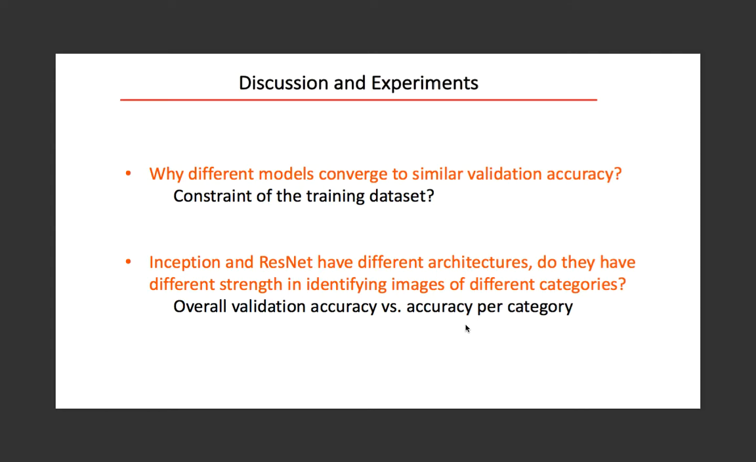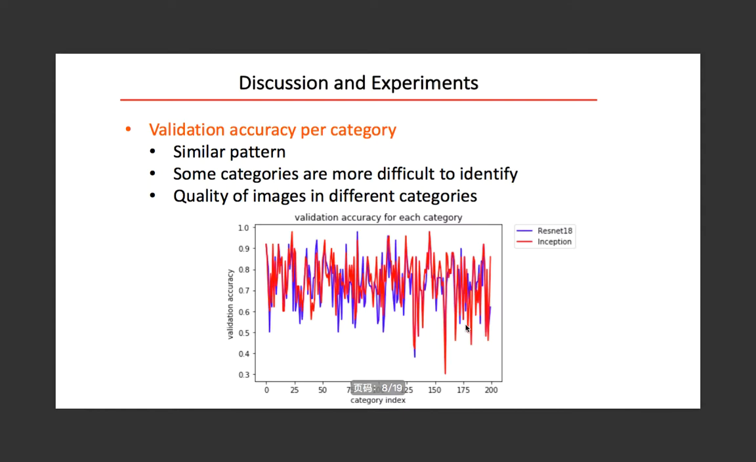So instead of just calculating an overall validation accuracy, we would like to calculate the accuracy on a per category basis. Here is the result. The x-axis of this graph is a category index ranging from 1 to 200, and the y-axis is the validation accuracy for each category. The blue line is the result for ResNet 18, and the red line is the result for Inception V3.